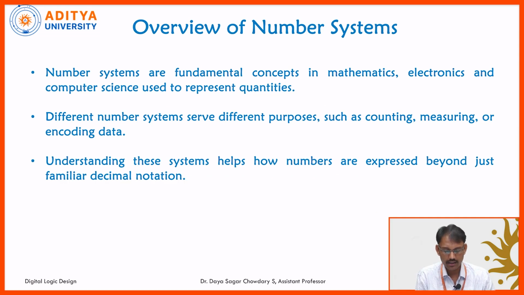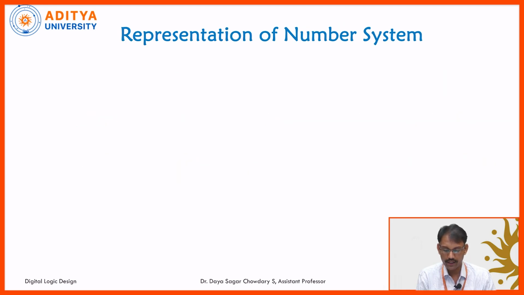Let us see the overview of the number systems. Number systems are fundamental concepts in mathematics, electronics and computer science used to represent quantities. Different number systems serve different purposes such as counting, measuring or encoding data. Understanding these systems helps us see how numbers are expressed beyond just the familiar decimal notation. So let us see what the number systems are and how we use the representation here.